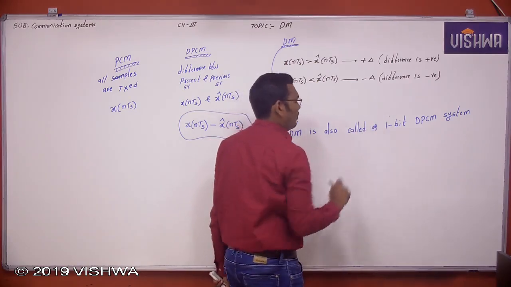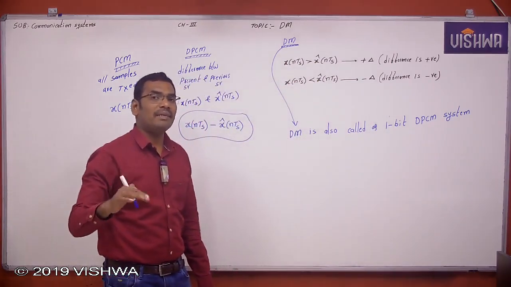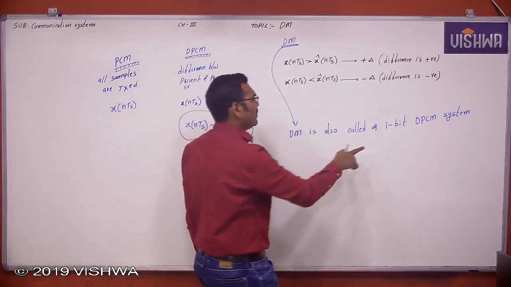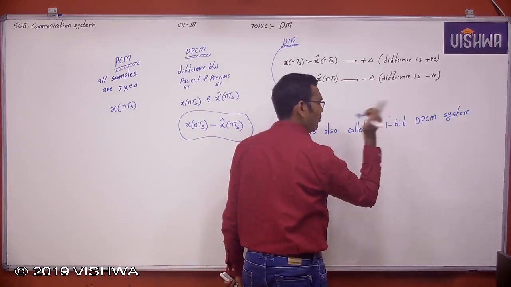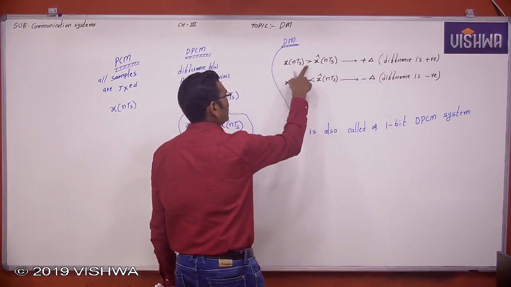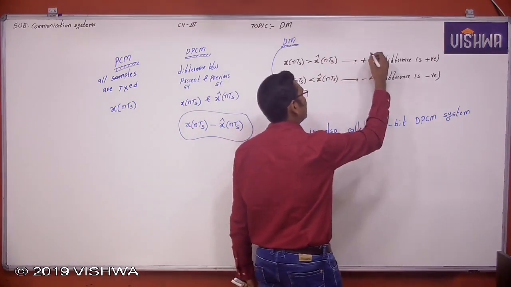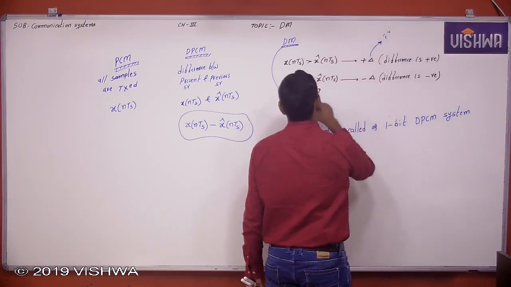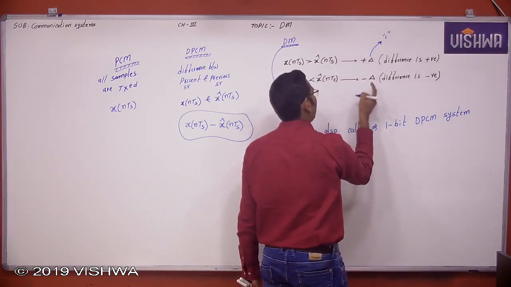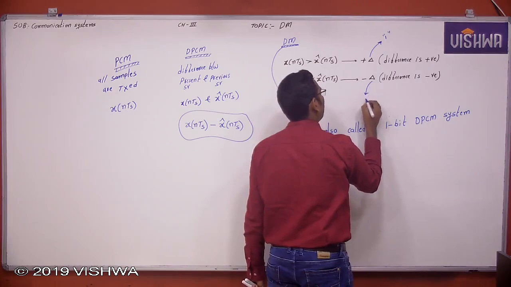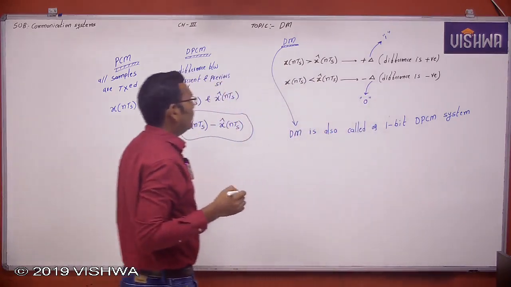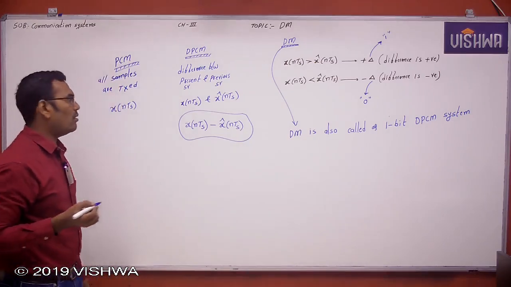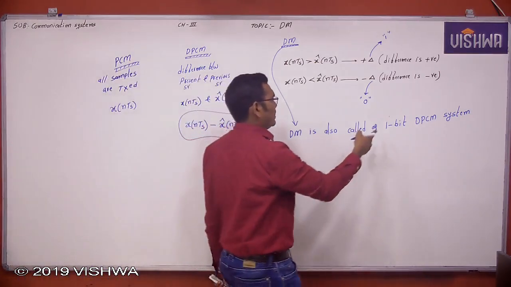Now what is the meaning of one bit? N bit means each sample is encoded into n bits. One bit means each sample is encoded into only one bit. That's why when this difference is positive, it is quantized as plus delta and encoded as binary 1. When this difference is negative, it is quantized as minus delta and encoded as binary 0. Delta modulation is also called a 1-bit DPCM system.